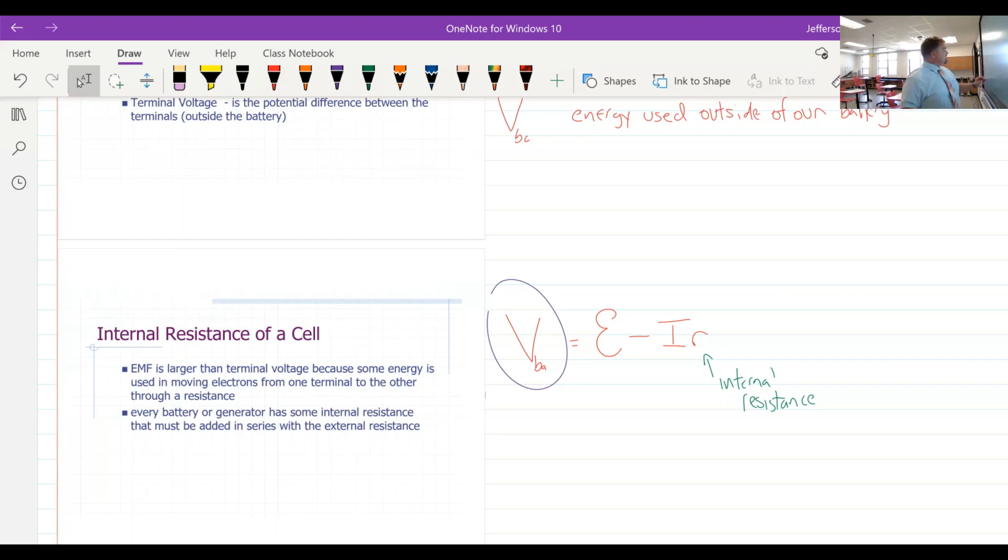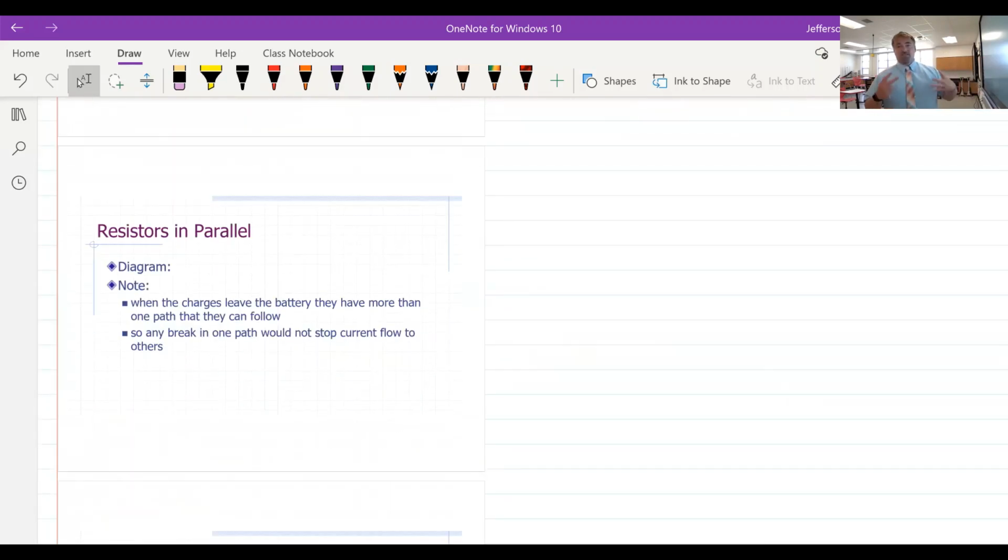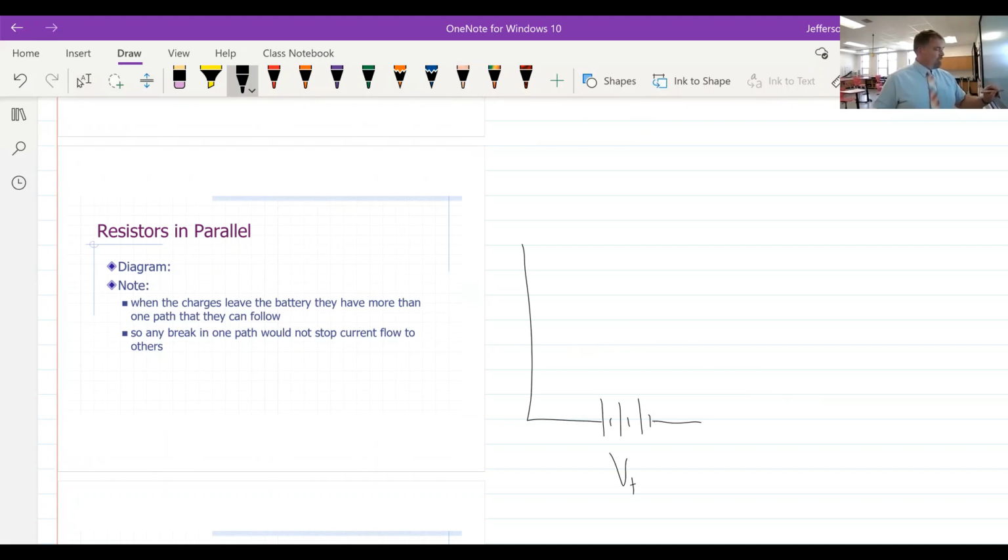But for now, let's look at the next combination of how we're going to hook up our resistors. These are called resistors in parallel. We're going to start off by drawing our diagram again, and we're going to once again have our total voltage. Here's our V total. But now my current is going to split into 3 different sections. I'm going to do a resistor here, a resistor here, a resistor here, and have them all come back together.